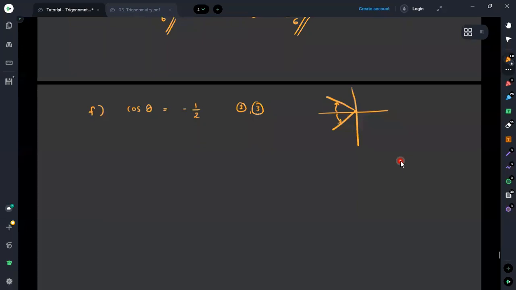What we know is that cosine of pi over 3 is equal to half. Using this concept, this angle is pi over 3, and this angle is also pi over 3. Since it is in the second quadrant, cosine theta equals cosine of pi minus pi over 3. But the next one is in the third quadrant, so cosine theta equals cosine of pi plus pi over 3. It cannot exceed 2 pi.